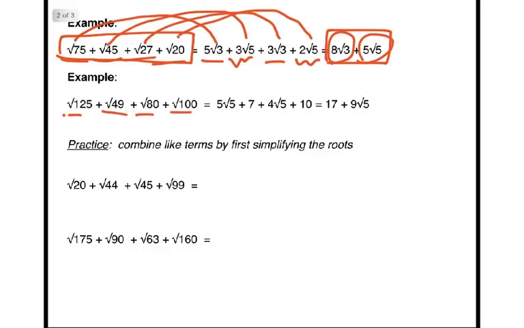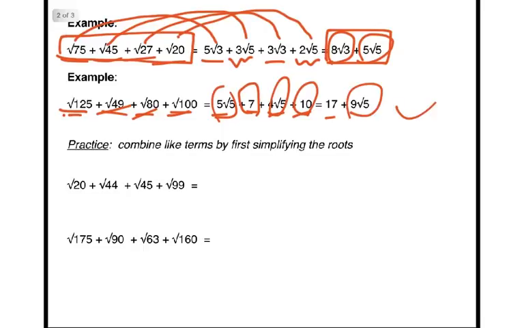That does not appear to be combinable. However, root 125 is 5 root 5, and root 49, of course, is 7, and root 80 is 4 root 5, and root 100 is 10. So now we can add our numbers together. 7 plus 10 is 17, and 5 root 5's plus 4 root 5's is 9 root 5's, and it simplifies very nicely. Here's some more practice problems.